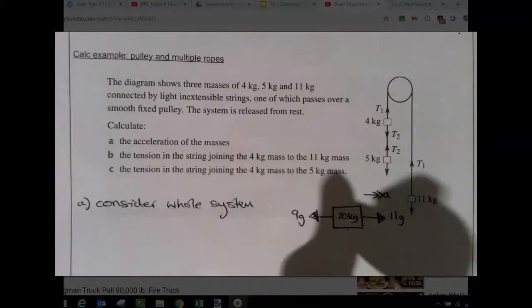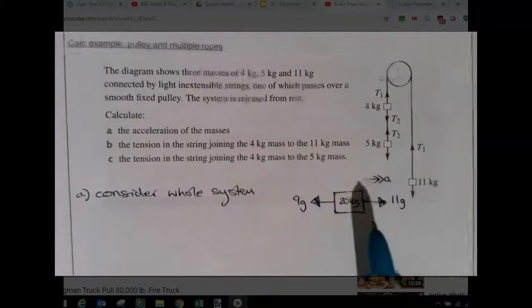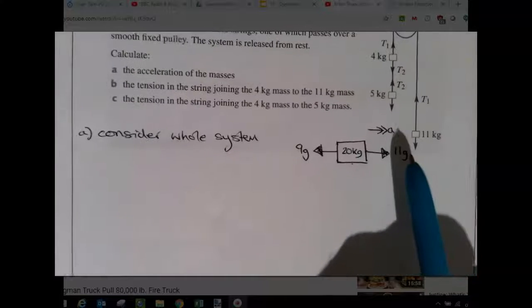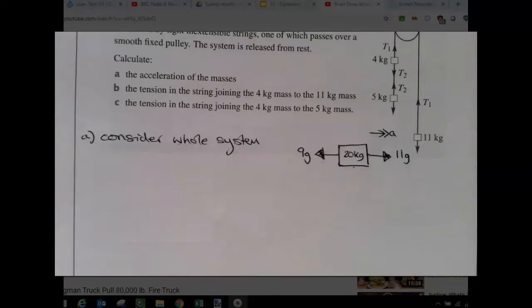So I want you to see if you can use this approach as a really good shortcut to get you into this question and avoid those simultaneous equations. Take a look.